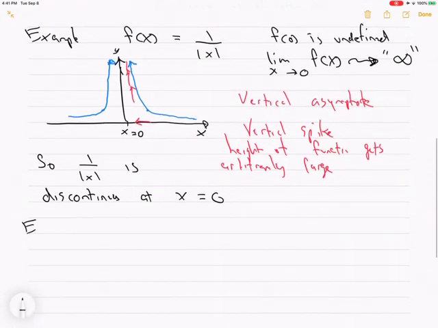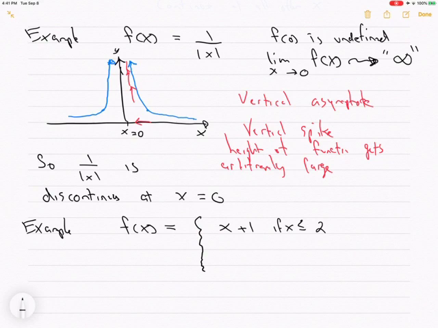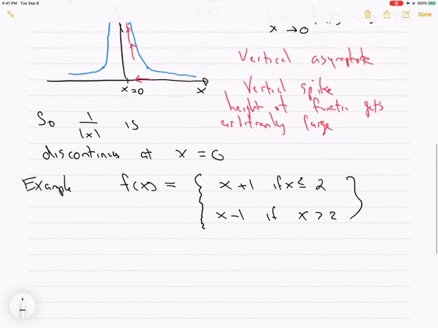Okay, and then the third type of situation we can encounter is if you have a jump. Anytime you're going to have a jump, a function will be given to you in pieces. So here's a simple example. There'll be some conditions. Say it's x plus 1 if x is less than or equal to 2, and say it's x minus 1 if x is bigger than 2. This is a piecewise defined function. There are two different formulas that you have to use depending on where you're located.